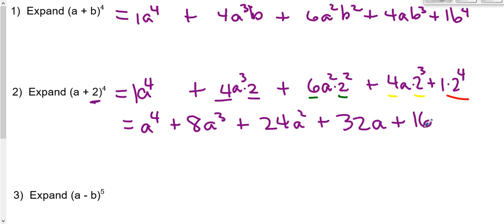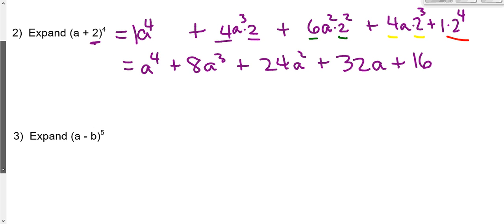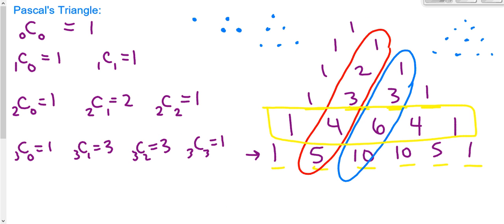All right, now let's expand a minus b to the 5th. Well, what we've seen so far only works for a plus b. So that's okay, we can change this to a plus something. What would it be adding? A plus the opposite of b. That's fine. Now from Pascal's triangle, the numbers we get for the 5th row are 1, 5, 10, 10, 5, 1.